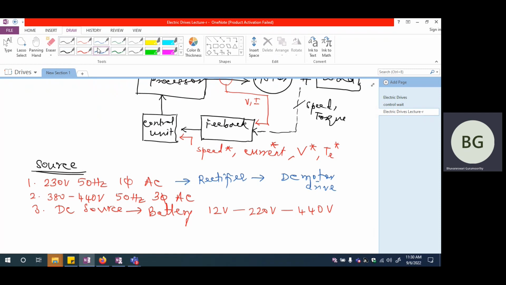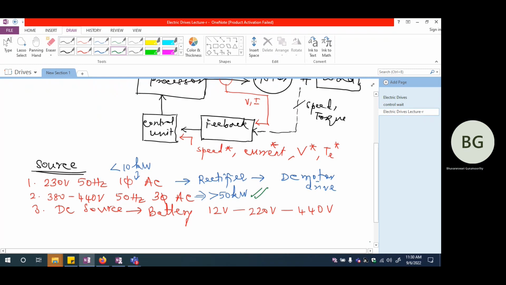Normally, for any drive unit that is having less than 10 kilowatt, maximum 50 kilowatt, generally we use single phase. Whereas whenever we are talking about anything greater than 50 kilowatts, for sure we have to make a choice in terms of three phase. So three phase AC power supply is available in your industry premises. Generally, you will be using in all probability the drives which are greater than 50 kilowatt capacity.